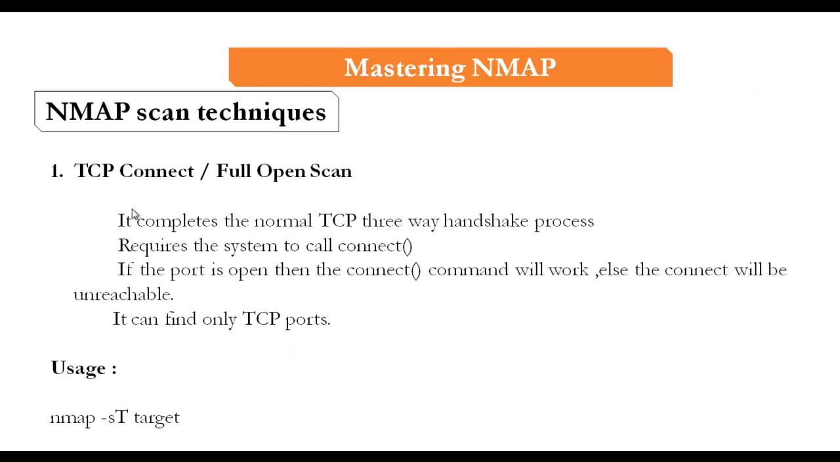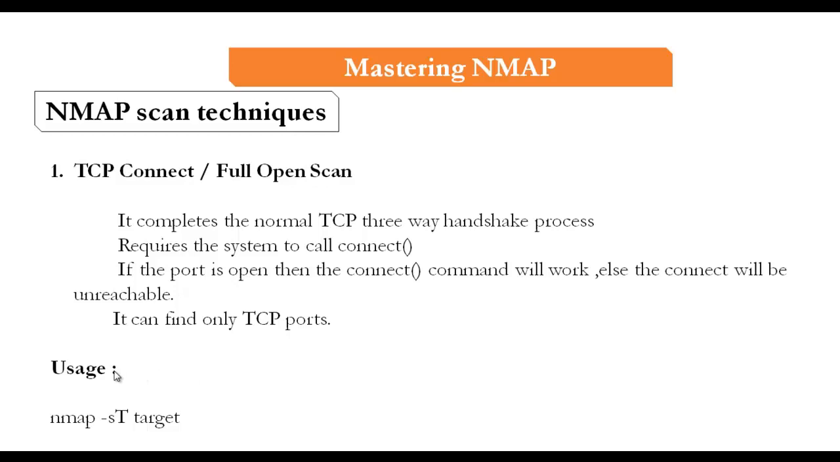The first one is the TCP connect scan, also called the full open scan. It completes the normal TCP three-way handshake process we have just seen. This TCP connect scan requires the system call connect. To understand the information about the target, it uses the system call connect. If the port is open, the connect call will work; else the connect call will fail as unreachable. This is how the TCP connect technique works.